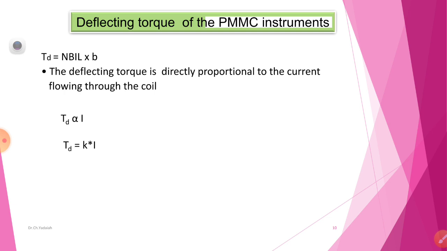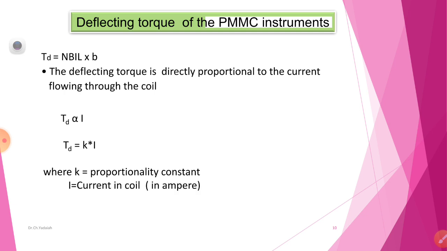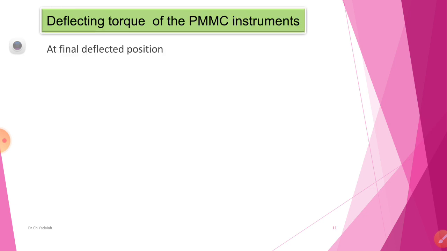And so, we can write it with a proportional constant: TD is equal to K into I, where K is the proportionality constant and I is the current in amperes. At final deflection, the deflecting torque is equal to the controlling torque. That is the final deflection. So, the deflecting torque TD is equal to the controlling torque TC. The controlling torque may be spring control or gravity control.